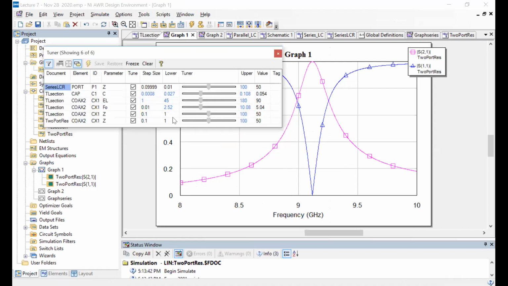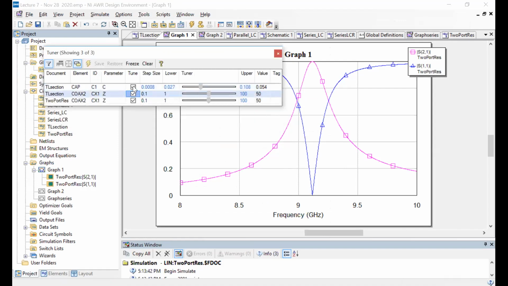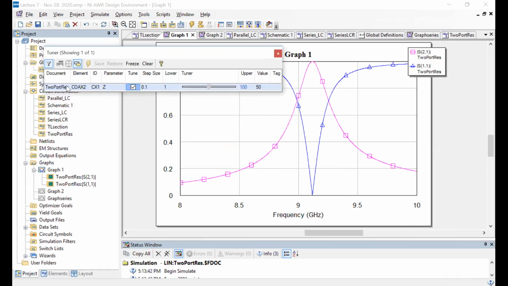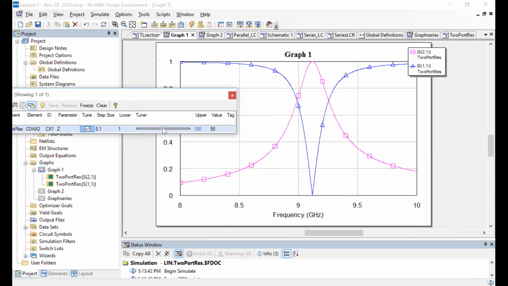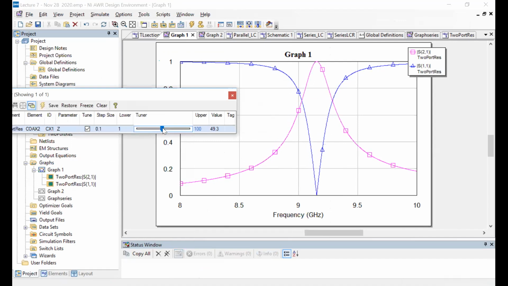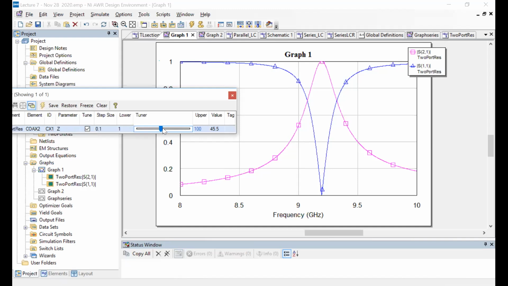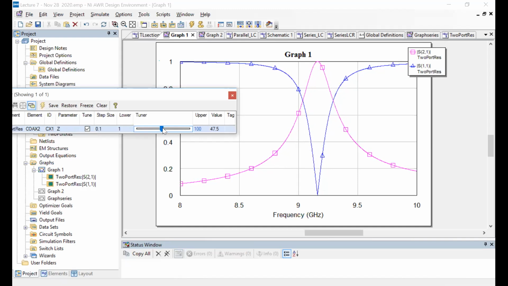P1. There. You can actually read it from here, which circuit it is referring to. So let's see if I change this. Okay, I've gone to 45. I'm going in the other direction now.